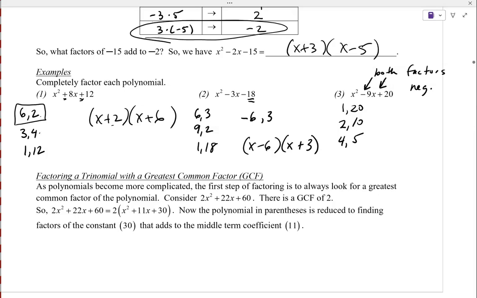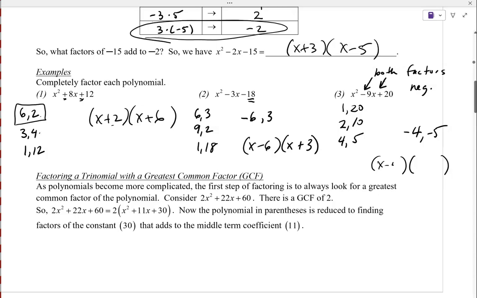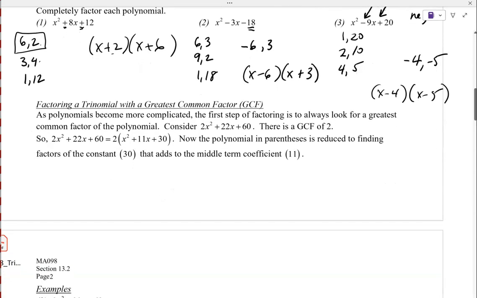So which of those are you going to use then? 4 and 5 add to 9, and they both need to be negative, right? So we'll do negative 4 and negative 5. So now what do we get for our factors? X minus 4 and x minus 5. Good. All right. So far, so good?